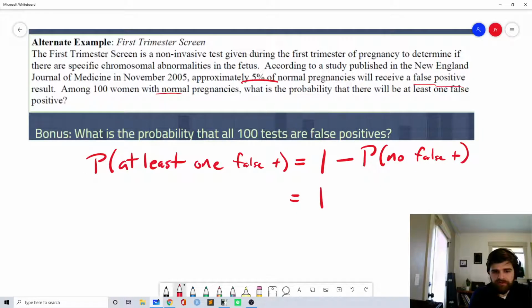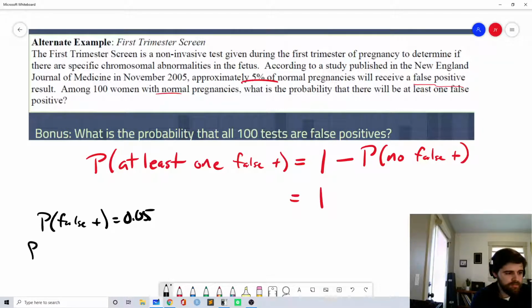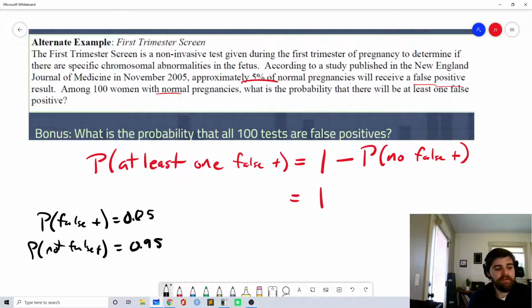Okay, so what's the probability that we have no false positives? Well, if the probability of a false positive is 0.05, then the probability of not a false positive would be 0.95. Sorry for my handwriting there. That's not better. So we want to look at what's the probability of all 100 tests being not a false positive. So here we're making a big assumption. We're going to assume that each test is independent.